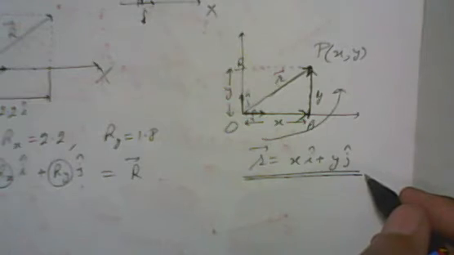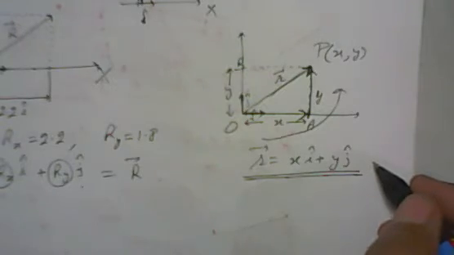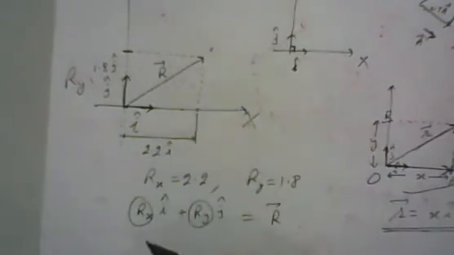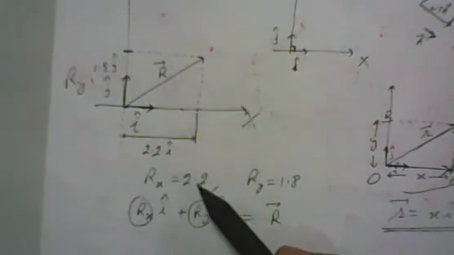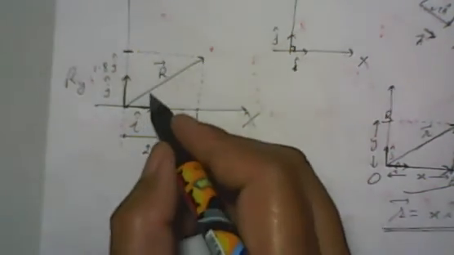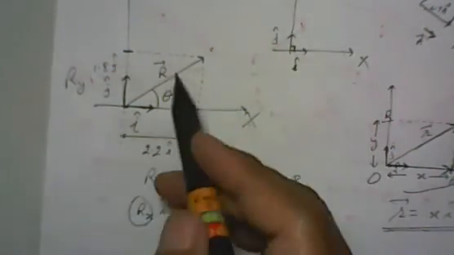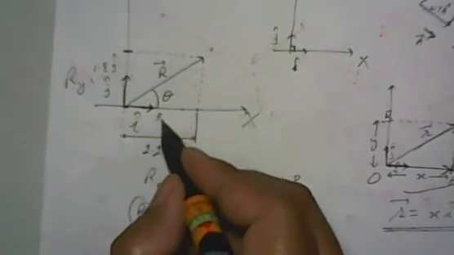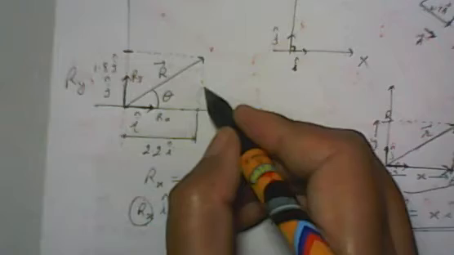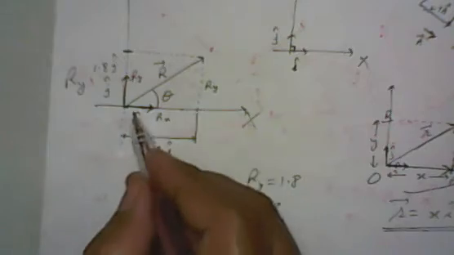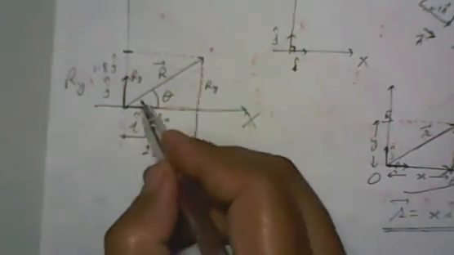This happens if this is a position vector. If it is some other vector other than the position vector, then in that case we will say Rx and Ry are the components of this vector. Now suppose this angle is theta, then this is R, this total is Rx, and this total is Ry. So you have a right angled triangle here.